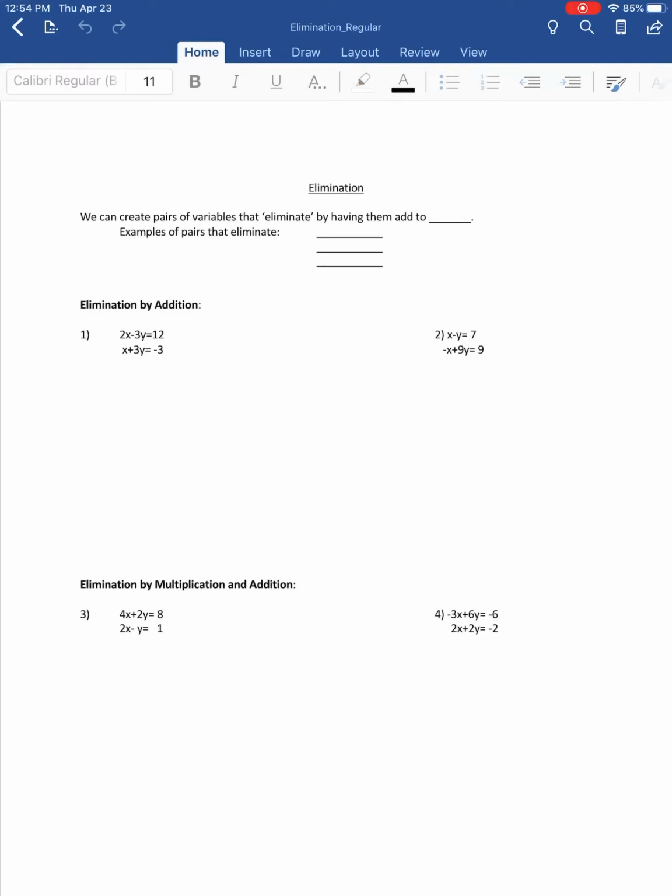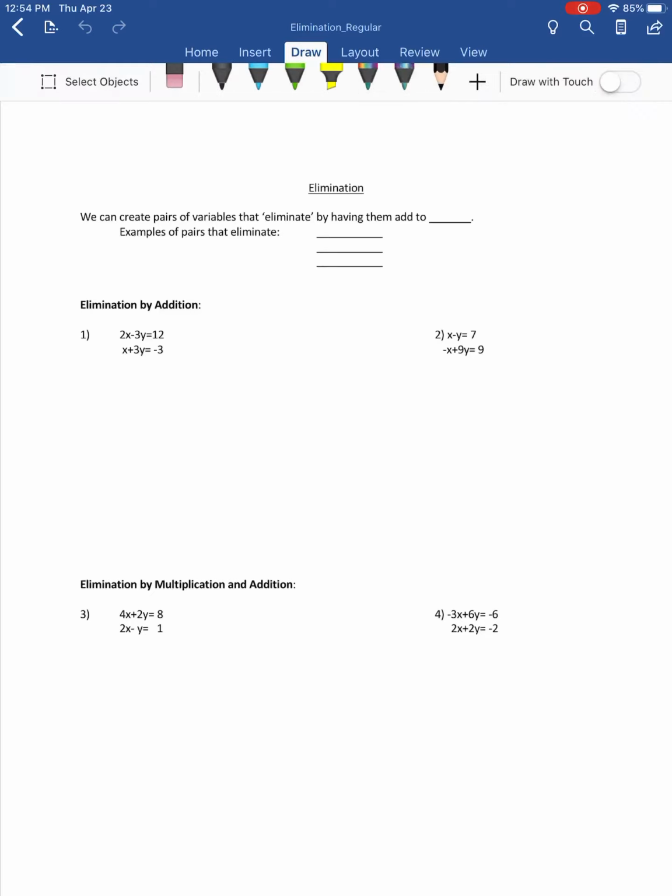Okay, so in this lesson, we're going to look at the elimination method for solving a system of equations. What we did previously is we graphed systems and looked for the intersection point. Sometimes that doesn't work so well because the intersection point might not fall at a whole number. So we need an algebraic way of solving a system of equations. That way is going to be called elimination.